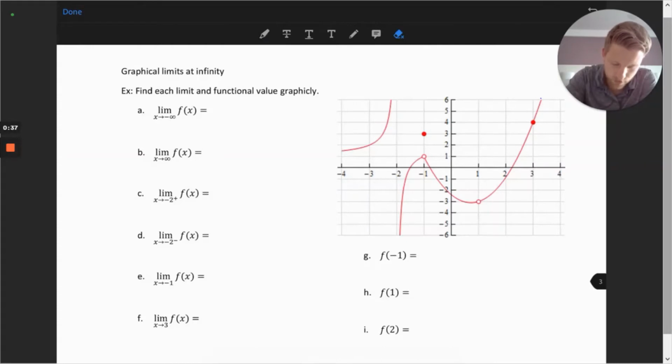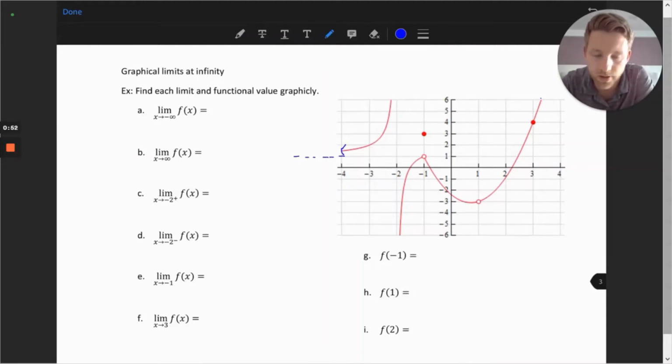So taking a look at that in our picture, we see that our function starts to level off as x decreases without bound. There appears to be somewhat of a horizontal asymptote here at the height of 1. This is a good indication that our limit value as x goes to negative infinity is at that asymptote. So we would say the limit as x goes to negative infinity here appears to be 1.